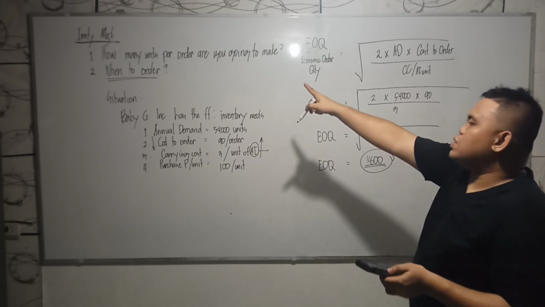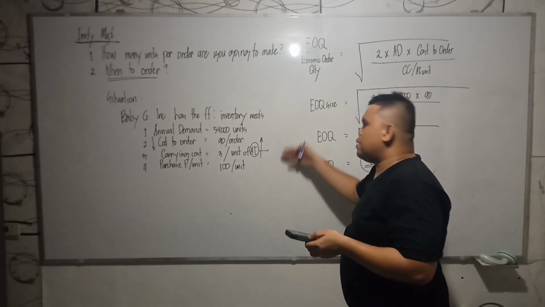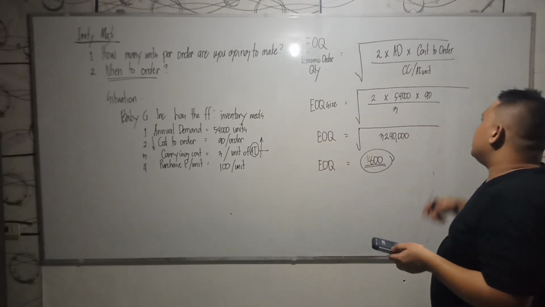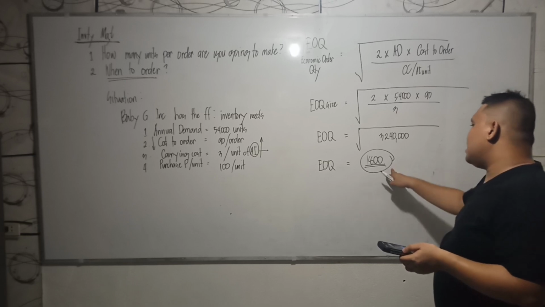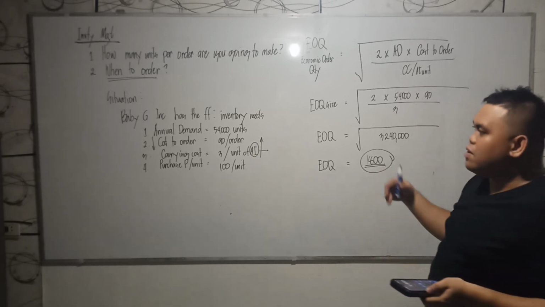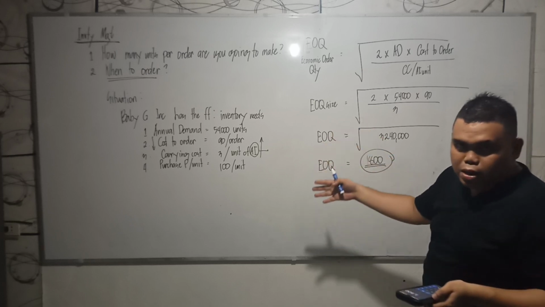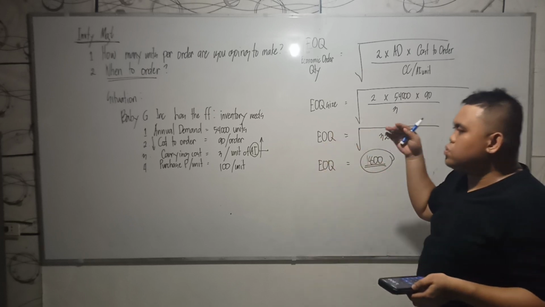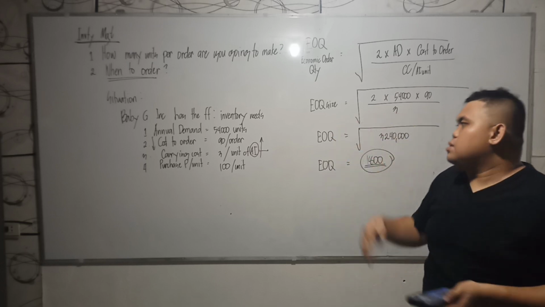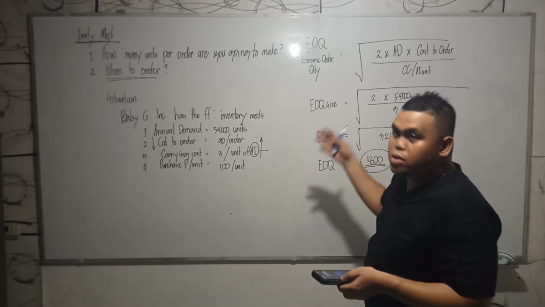So that's question number 1. How many units per order are you going to make if this is the problem or the given? The answer is 1,800 per order. Now let's make sure this is really the optimal solution. It is the optimal solution if the total cost to order and the total carrying cost become equal, and if you add the total cost to order plus the total carrying cost, it will be lower than what we have experimented with a while ago.